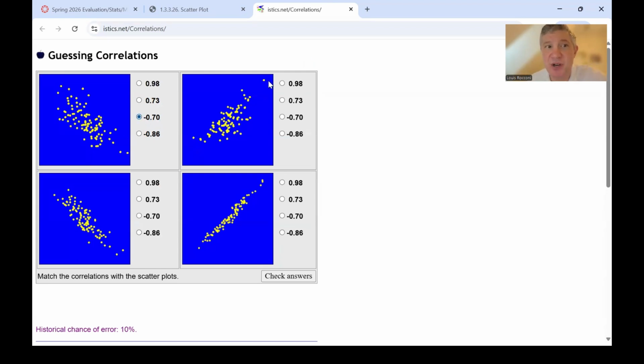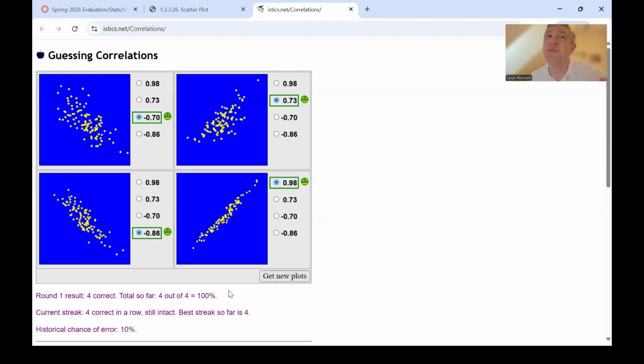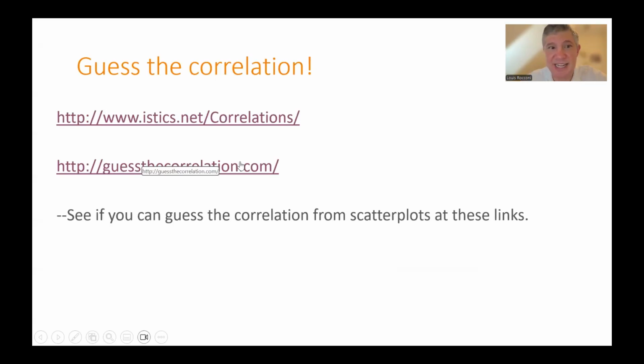This one looks more positive, so I'm going to say that's a positive 0.73. This one's positive and they're all pretty tight with one another, so that's probably the 0.98. And this one's negative, a little bit tighter than the earlier one, so I'm going to say negative 0.86. And then we got it right. So you can play around with that. The other plot has the same thing, where you kind of guess the correlation.